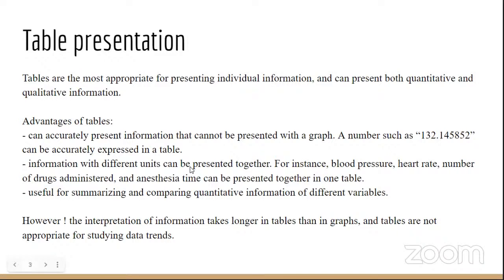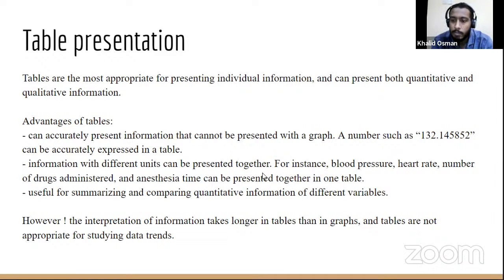Information with different units can be presented together. For instance, blood pressure, heart rate, number of drugs administered, and anesthesia time can be presented together in one table. The third advantage is that tables are useful for summarizing and comparing quantitative information of different variables.